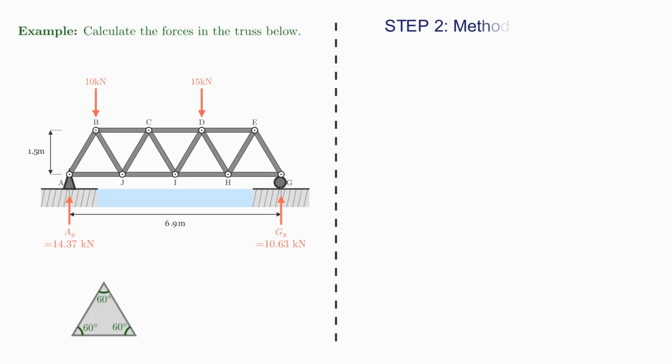So the next step is to perform the method of joints. We could start at either end, so I'm going to start over at the left at joint A. To do this, I'm going to draw a free body diagram of the joint A and the forces acting on this. We assume in this truss that all of the joints are acting under tension.